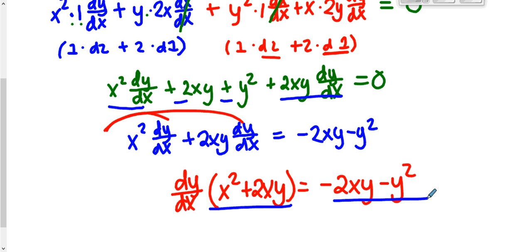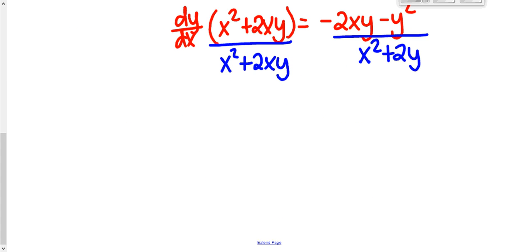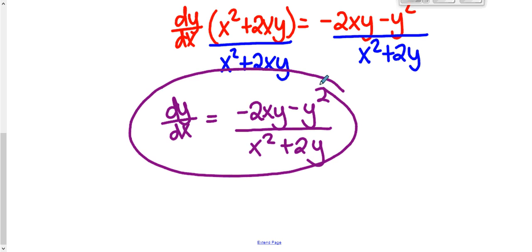Divide both sides by all of this, x squared plus 2xy. So my final answer is dy/dx equals negative 2xy minus y squared all over x squared plus 2xy. All of that. So implicit differentiation usually does give us a little bit of a longer answer.